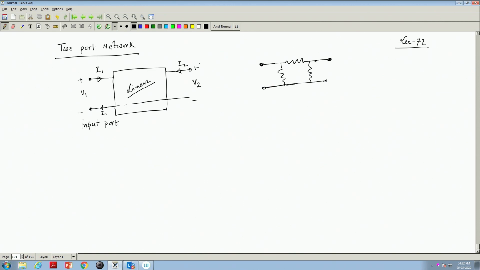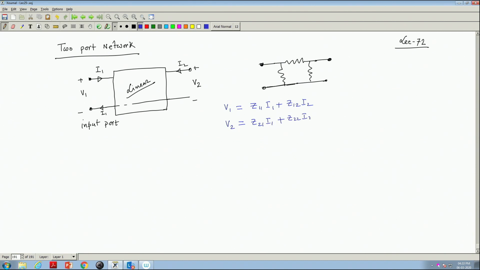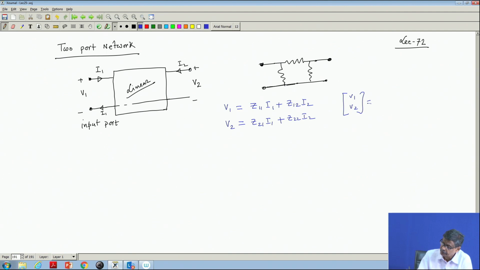Then we can write down the input voltage and output voltage as a function of the input and output port currents. We told you that V1 is Z11 I1 plus Z12 I2, and V2 is Z21 I1 plus Z22 I2. Then it is called the Z matrix of the network, and it can be written in matrix form: V1, V2 is equal to Z11, Z12, Z21, Z22 times I1, I2.